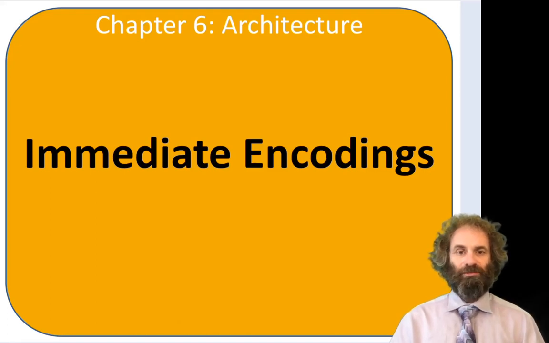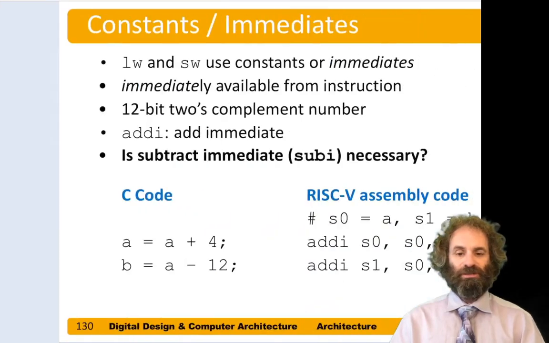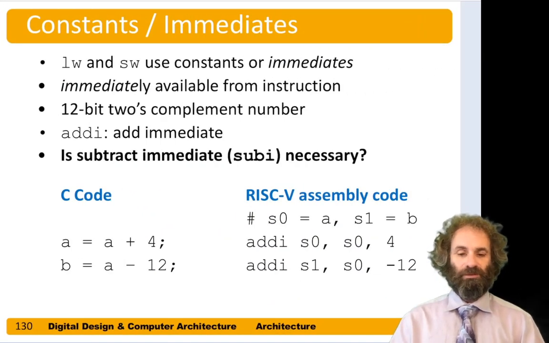Hello! In this video we'll talk about the encodings of immediates in RISC-V instructions. Recall that load word and store word use constants or immediates that are immediately available in the instruction. For example, these are 12-bit 2's complement numbers.